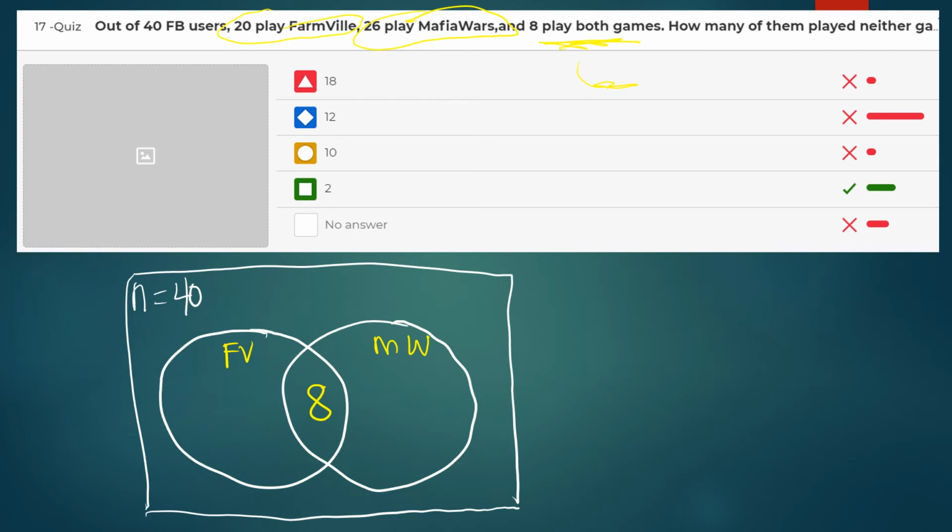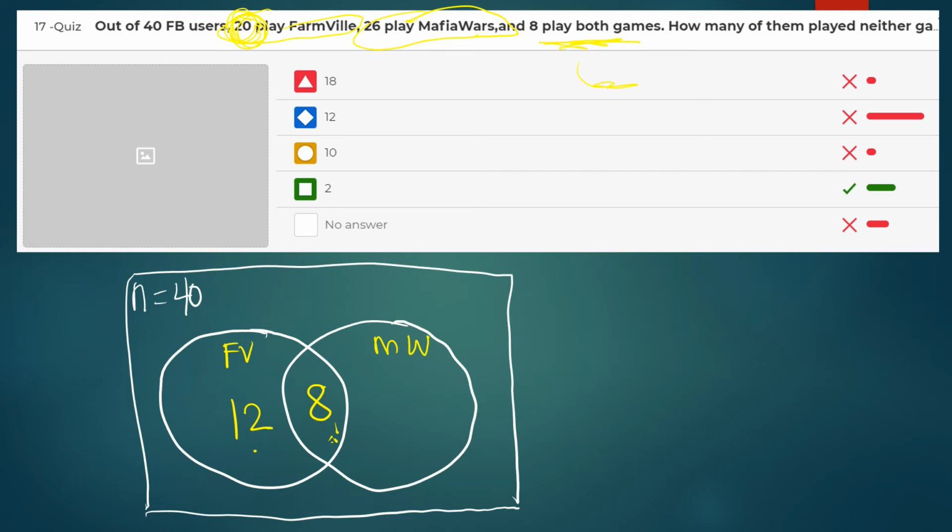So, ang kasunod diyan, Farmville, 20 daw ang naglalaro ng Farmville. So, dahil 8 na ay nandito, so 20 daw ang naglaro ng Farmville. So, 20 minus 8, that will be 12. So, if you're going to look at this circle natin for Farmville, that will be 12 and 8, 20. Ayun yon. So, 20 na naglalaro ng Farmville. So, okay, correct tayo doon.